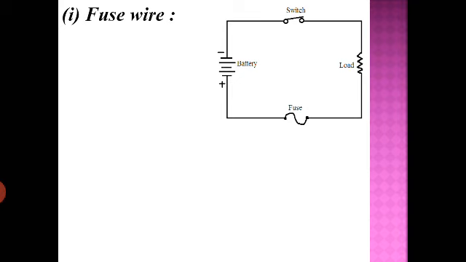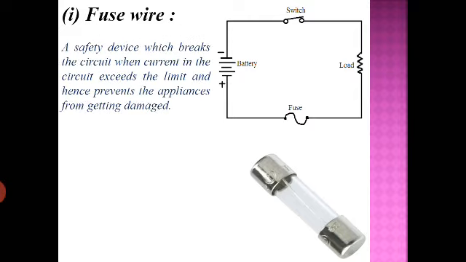So very first you should know this is how the fuse wire basically looks like, which is there in the market, but there are different types of the fuse wire that I'll show you very soon. So it is a safety device which breaks the circuit when current in the circuit exceeds the limit, and hence prevents the appliances from getting damaged.